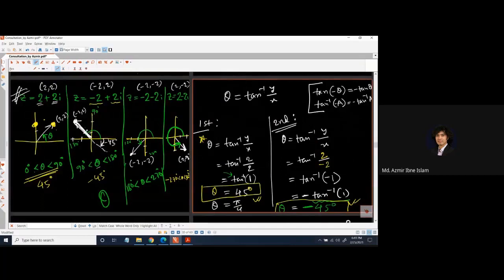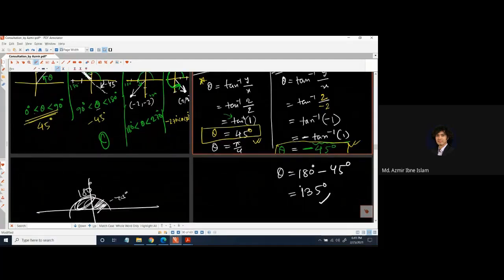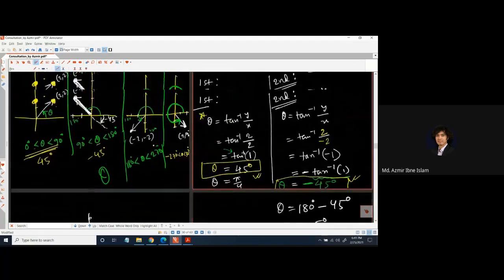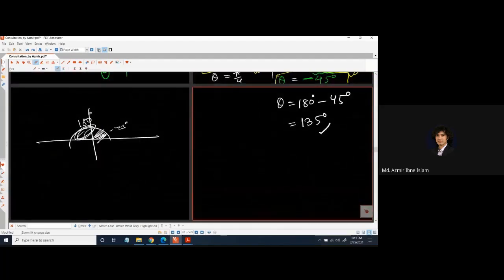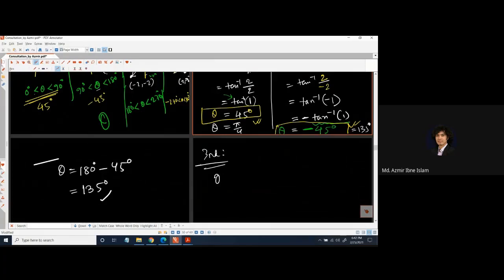So the same thing is going here. Do you understand my point? Yes, sir. Okay. Our target is to find only this angle from the positive x-axis to the line. That's why we have added 180 degree. So what will be for the third case? Again, the same formula is going to be applied, that is theta equal to tan inverse y over x.